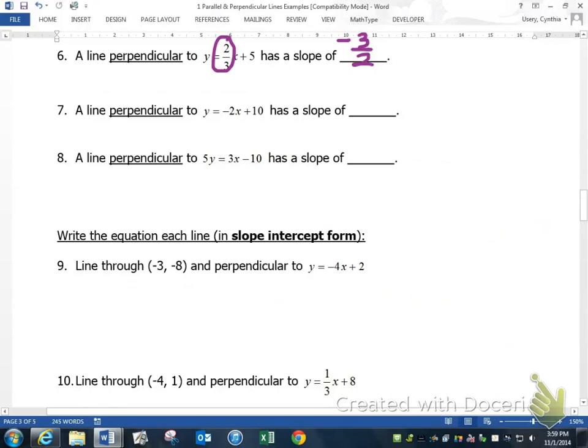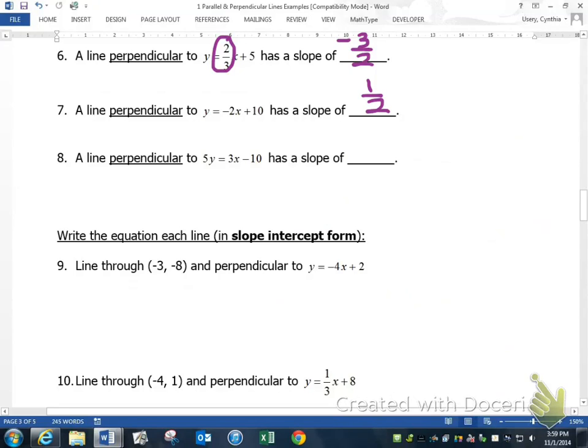A line perpendicular to y equals negative 2x plus 10 has a slope of blank. Well, their slopes would be opposite reciprocals. 2 as a fraction would be 2 over 1, so if I flip it over, it's going to be 1/2. And since this slope is negative 2, the slope of the perpendicular line would be positive 1/2.